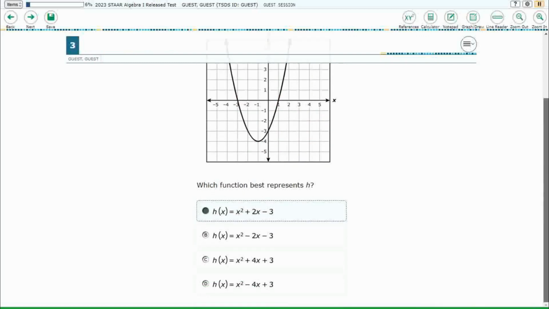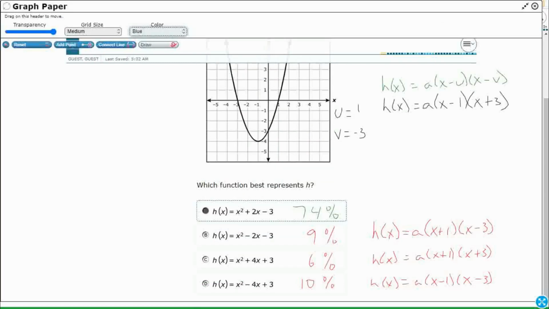Let's see how we did across the state. So this was also a fairly easy question in the state. You saw that 74% of students chose the correct answer. The incorrect choices were kind of spread out amongst B, C, and D. All of them included some type of sign error, right?